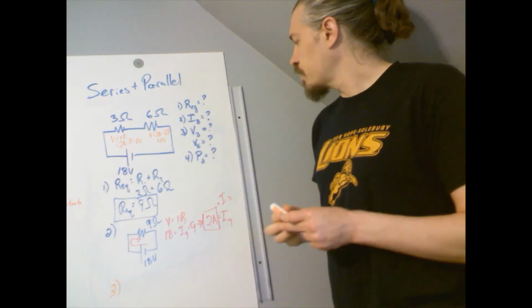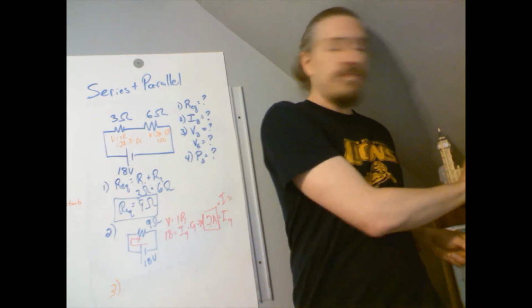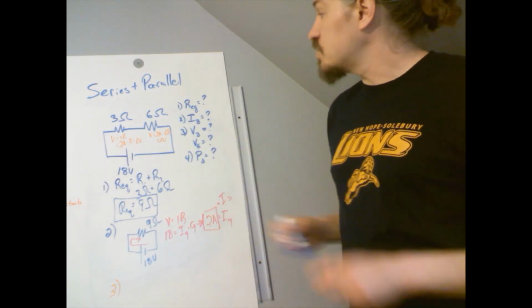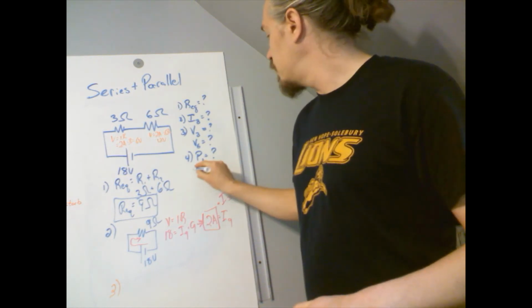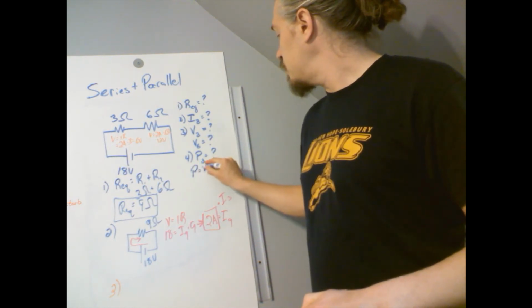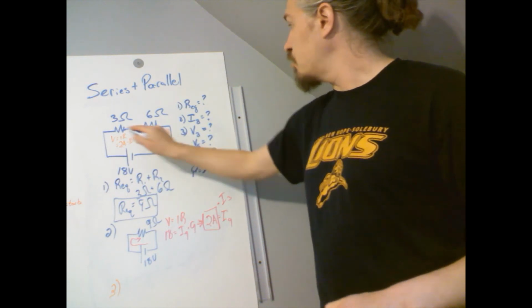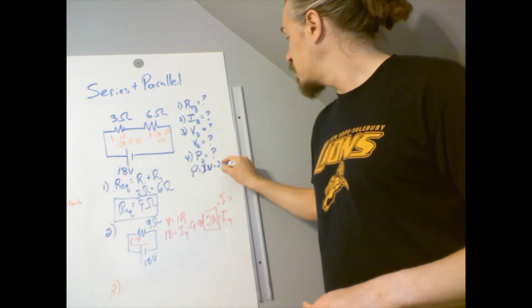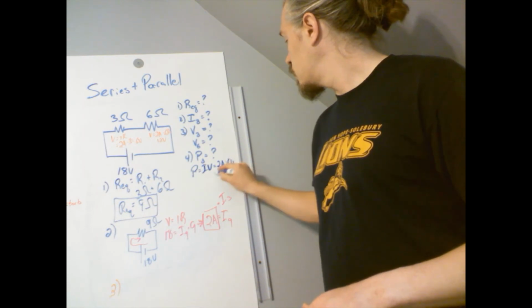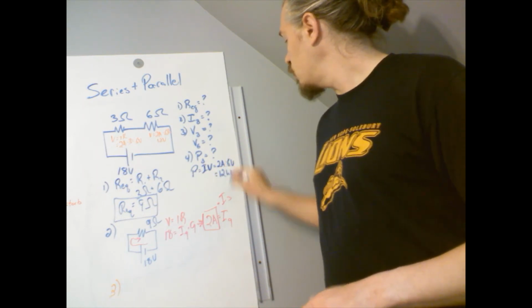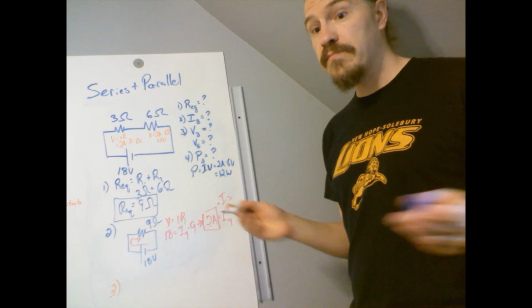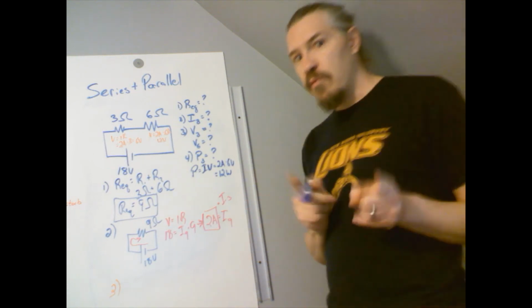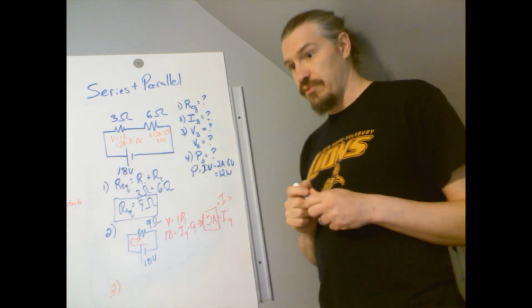Nice. Lastly, what's the power in the 3 ohm resistor? Well, power is IV. I know the current, it's 2 amps. I know the voltage, it's 6 volts. So the power is 12 watts. Great. All right, I'm going to put one together, and I want you guys to try this on your own.